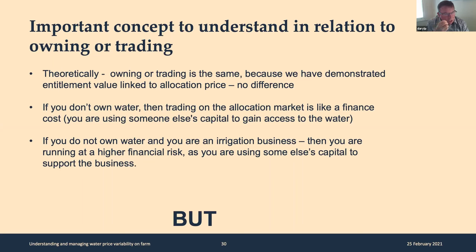If you don't own water though, and you're trading on the allocation market, it's like a finance cost. You're using someone else's capital to gain access to water. So if you do not own water and you're in the irrigation business, then you are running at a high financial risk. Is that good or bad? Well, it's not necessarily good or bad. That just needs to be a core understanding. You're using someone else's capital to support the business. And then there's a big but at the bottom of that screen.